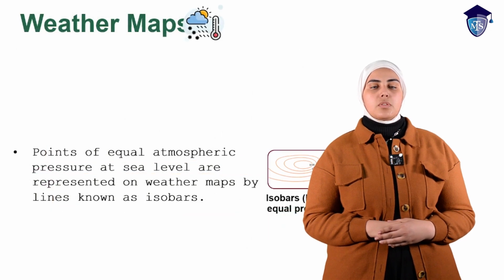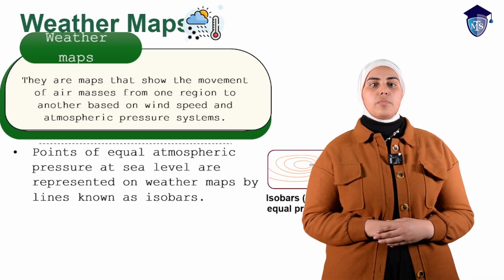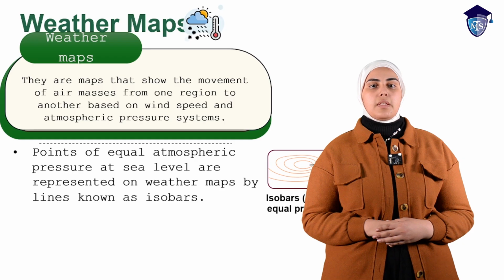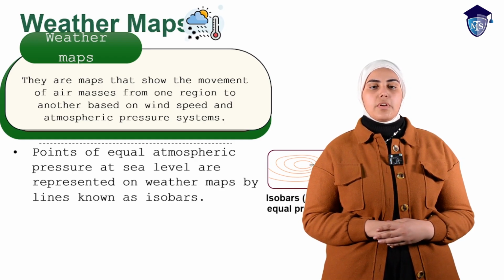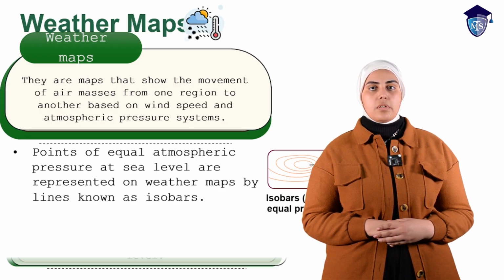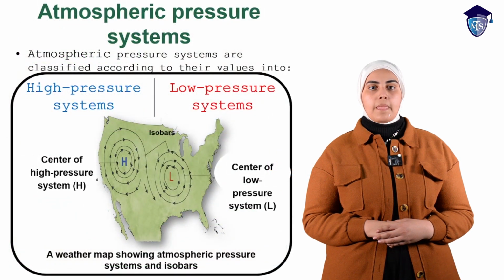Now let's talk about weather maps. Weather maps are maps that show the movement of air from one region to another, wind speed and atmospheric pressure systems. Points of equal atmospheric pressure at sea level are represented on the weather map, as you can see, and these are known as isobars. Isobars are curved lines connecting points of equal atmospheric pressure at sea level.